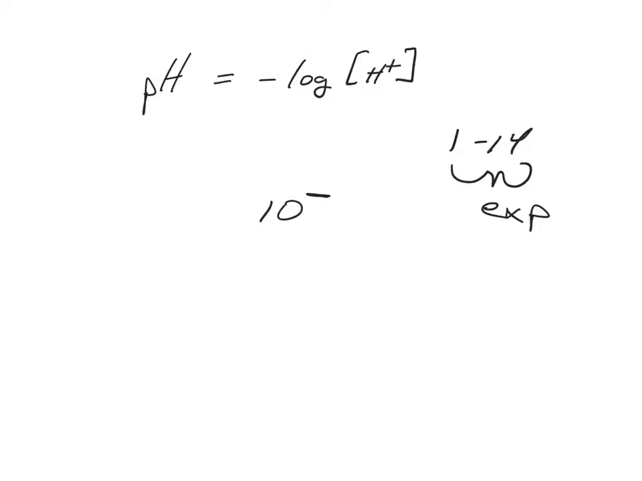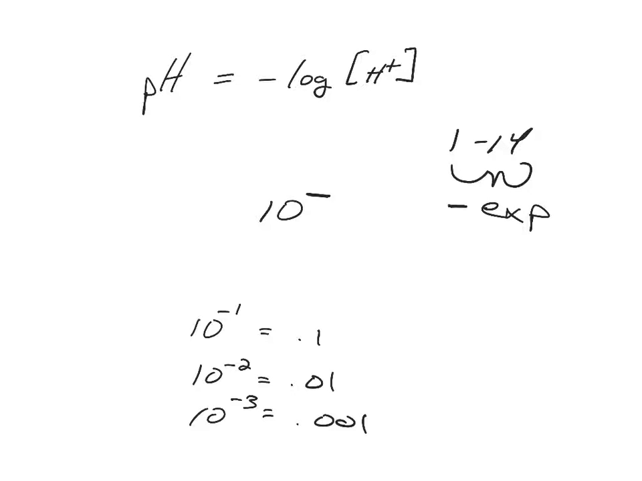But these numbers are negative exponents. And when you have a negative exponent, that means it's a decimal. So 10 to the negative 1 is equal to 0.1. 10 to the negative 2 is equal to 0.01. And 10 to the negative 3 is equal to 0.001, etc.